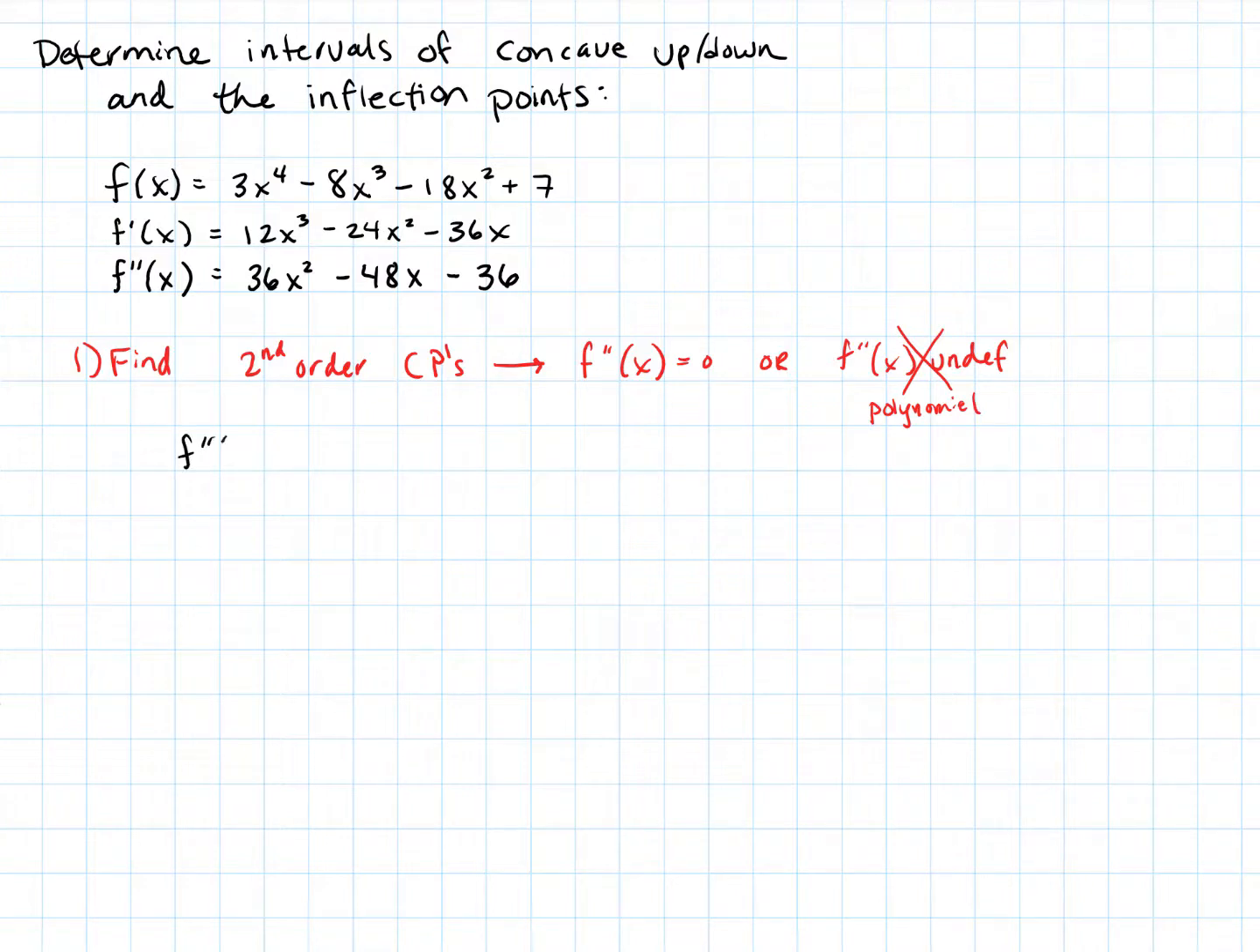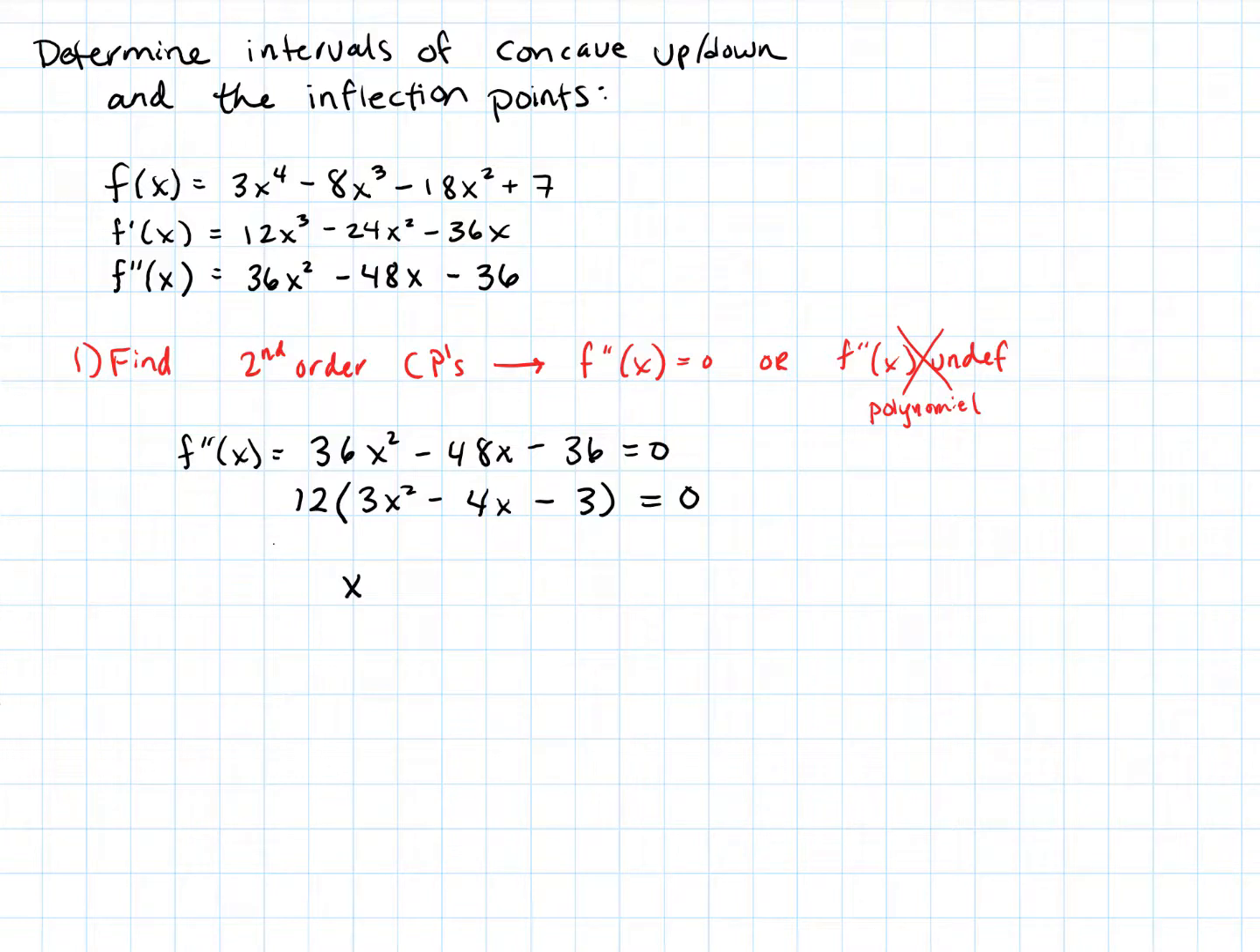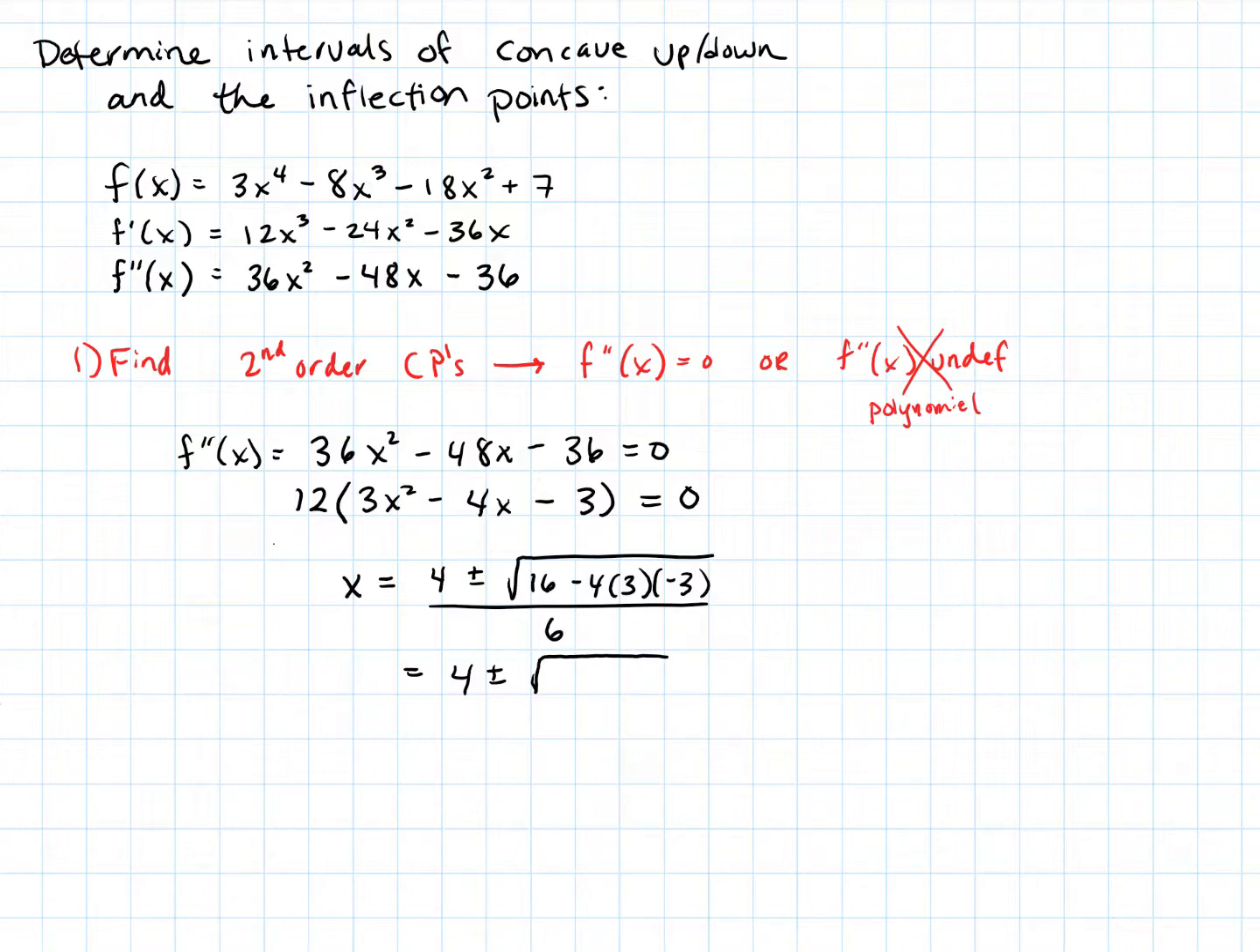So let's figure out, is the second derivative ever equal to 0? So 36x squared minus 48x minus 36, is that ever equal to 0? Let's see, I see a common factor of 12. And that's not going to factor, so let's just jump to the quadratic formula. So x would be 4 plus or minus the square root of 16 minus 4 times 3 times negative 3, all over 6. And so that would be 16, so that's going to be 52, and over 6.